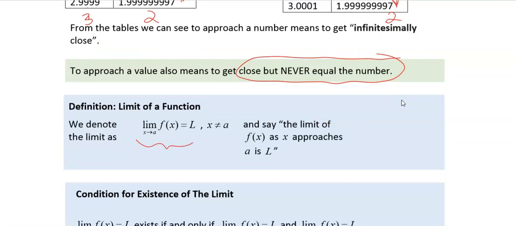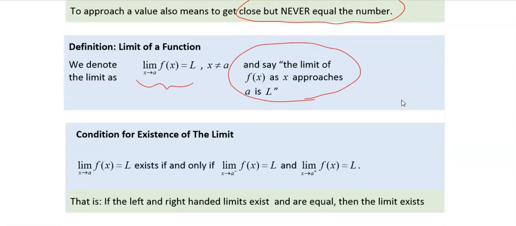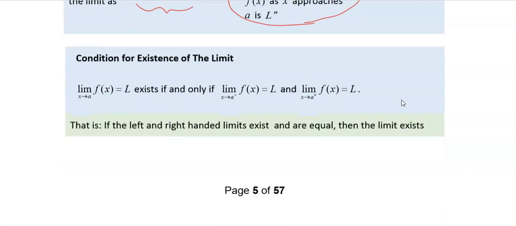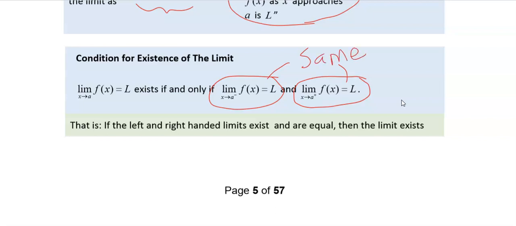Here's the notation right there. The limit as x approaches a of f of x equals L. That's the way we would write it. And the limit actually exists if the limit from the left as x approaches a equals a certain number, and if the limit from the right as x approaches a is equal to the same number. But those two limits have to be the same. And if they are the same, then we can say that the limit exists for that function. If they're different, sorry, the limit does not exist.